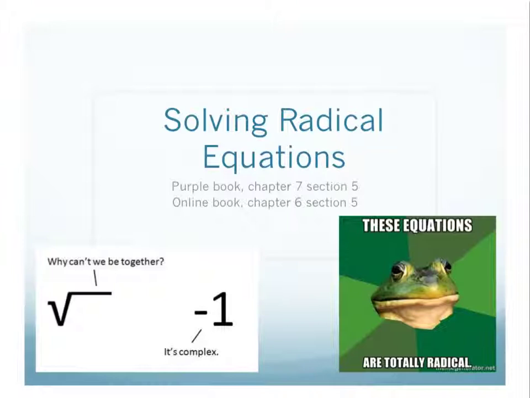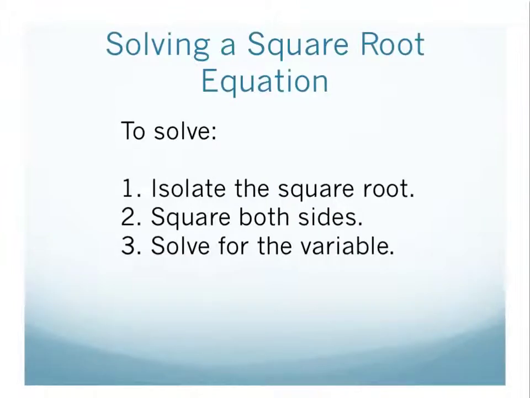Let's solve some radical equations. Okay, so let's jump right in. Okay, starting with square root equations. To solve a square root equation, you're going to isolate the square root, square both sides to eliminate the square root, and then solve for the variable. So let's try it.